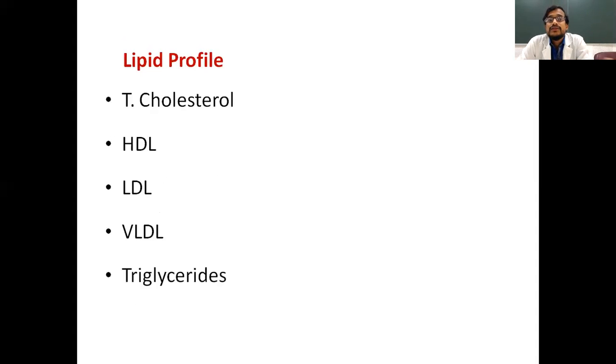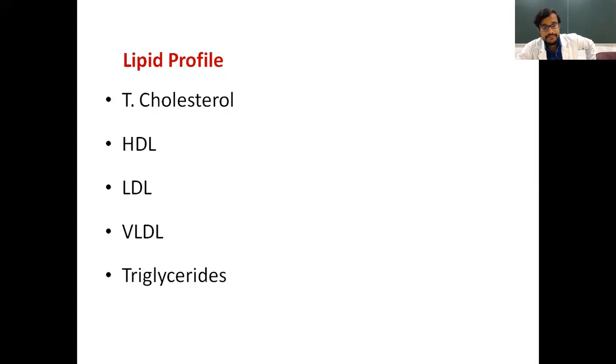Lipid profile. If there is any change in lipid metabolism, we can see variation in the normal levels of these parameters. These include total cholesterol, HDL, LDL, VLDL, and triglycerides. These are generally estimated in a patient in whom we suspect some lipid abnormality, which is seen in cardiovascular diseases. So if there is any variation in the normal levels, we can suspect some abnormality or disease in the cardiovascular system.